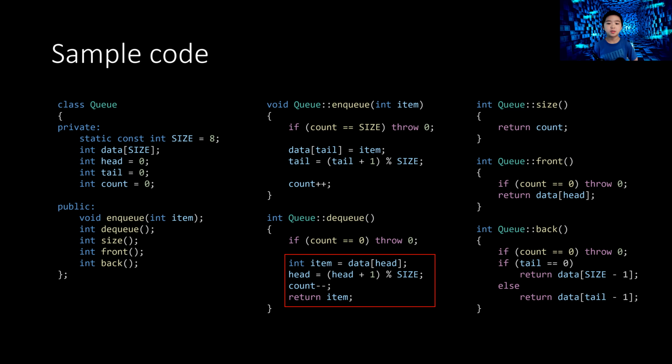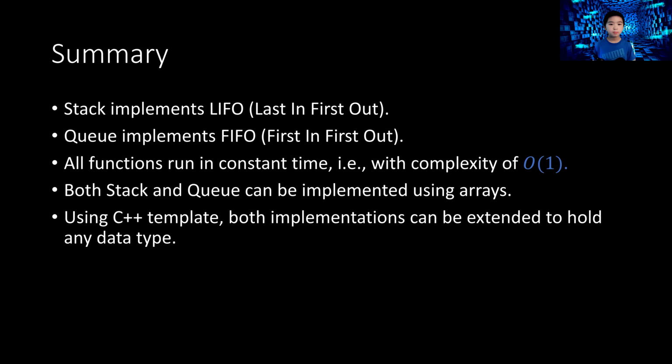I'll skip the other functions since those are self-explanatory. The queue class can also be extended to a template class, but I won't repeat that here. In summary, we learned about stacks, which implement LIFO, and queues, which implement FIFO. Their implementations don't include any loops, so we know all the functions run in constant time, or O(1) time. In this lecture, we use arrays to implement both stacks and queues, but they have other implementations, which we'll talk about later. We also learned about C++ templates and how to use them to extend existing classes.